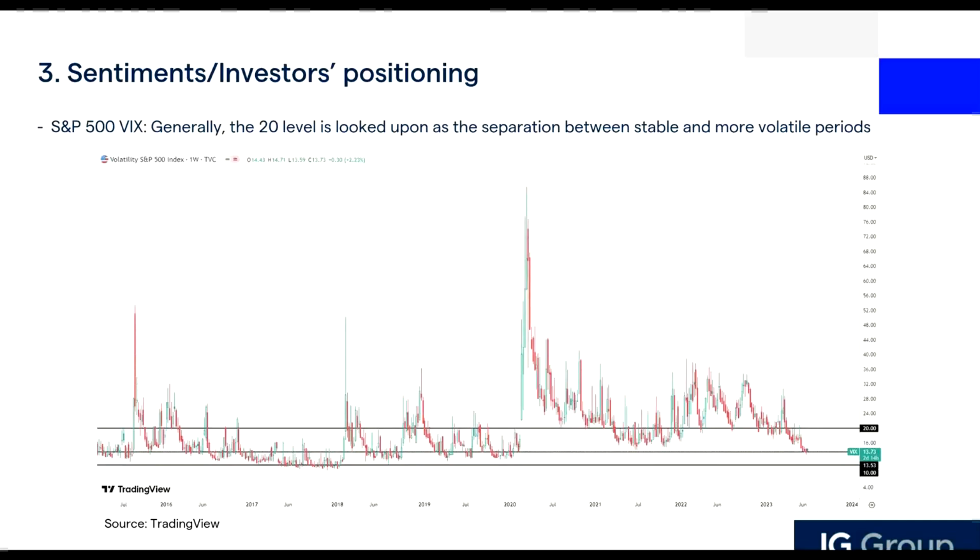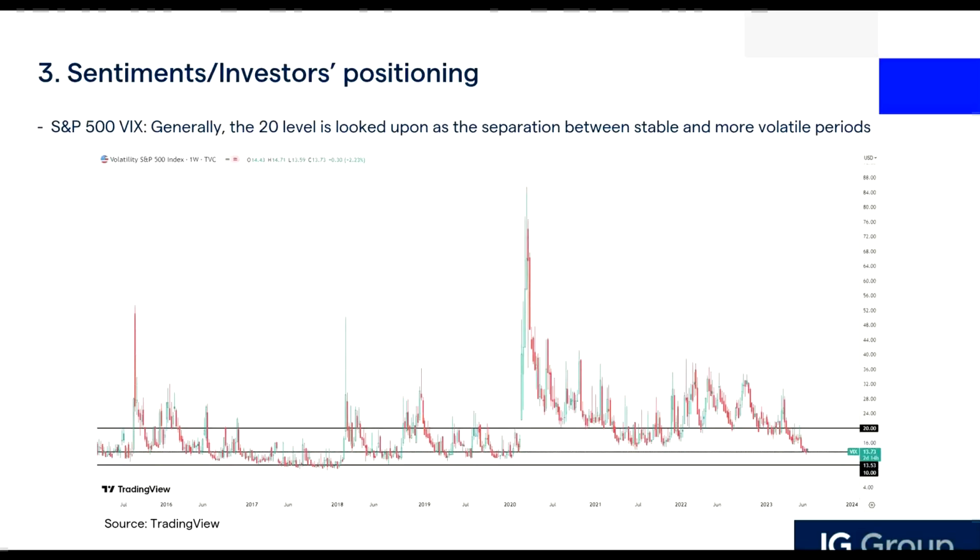So for the indicators of sentiments, the more common one you may have heard of will be the S&P 500 VIX. The VIX is the volatility index. It is a function of many of the put options. So generally, when markets are bearish, we see a lot of volatility in the put options market. That generally leads to a jump in the VIX index.